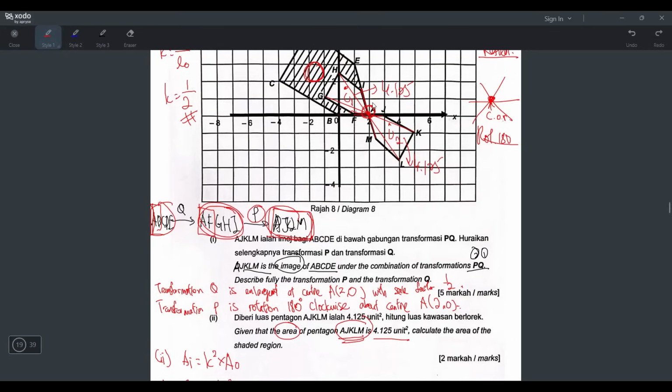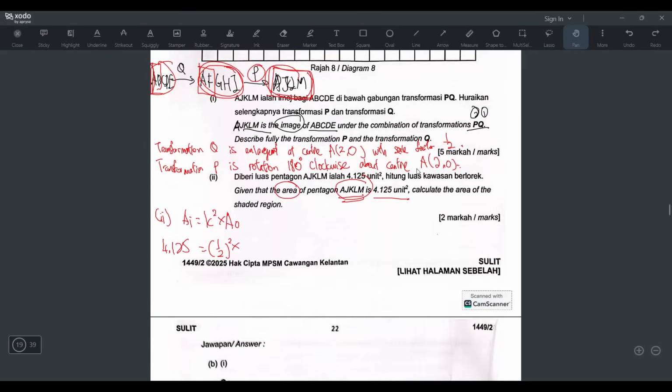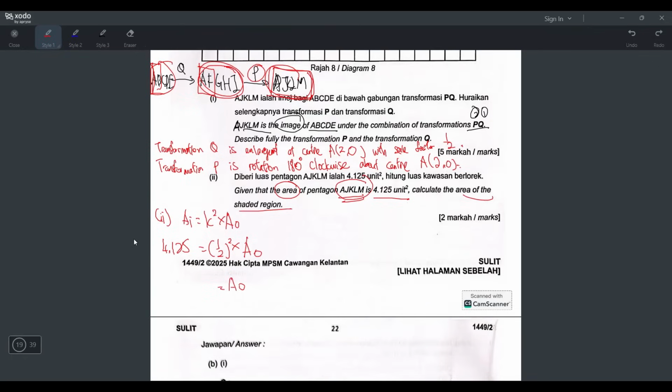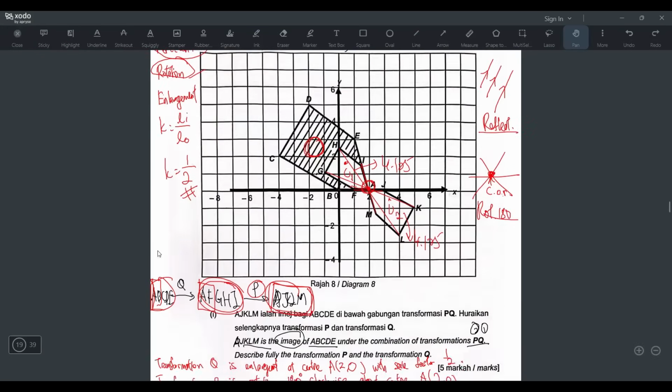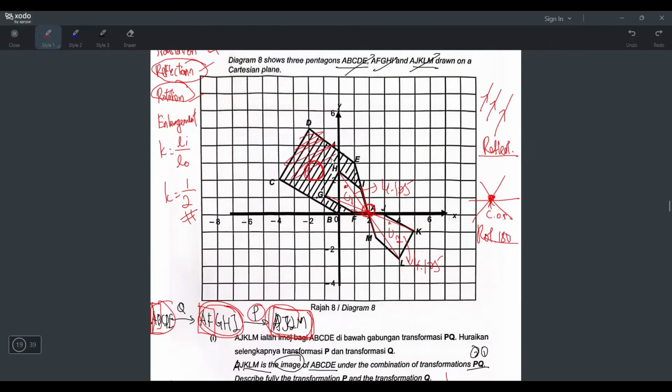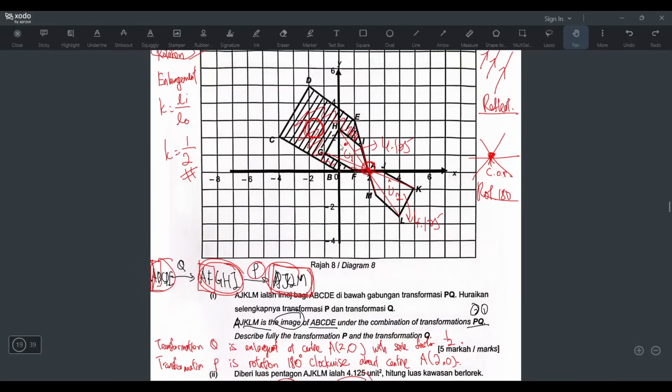Okay, can I find the area of the object now? Yes. But they want the area of the shaded region, right? But it's okay. Let's find the area of the object first. So how to find the AO? So 1 over 2 squared is 1 over 4. And then pindah jadi times 4. So 4.125 times 4, you get 16.5. Okay, this 16.5 unit square will be the area of the object, which is ABCDE, the big one, right? But they only want the shaded region. And if you look at the shaded region, dekat mana dia lorek? The shaded region is only here. So I have to take the whole area of the object minus the I1.